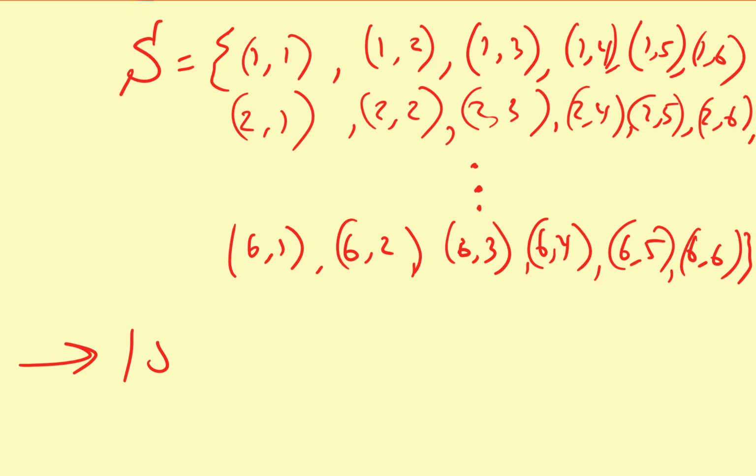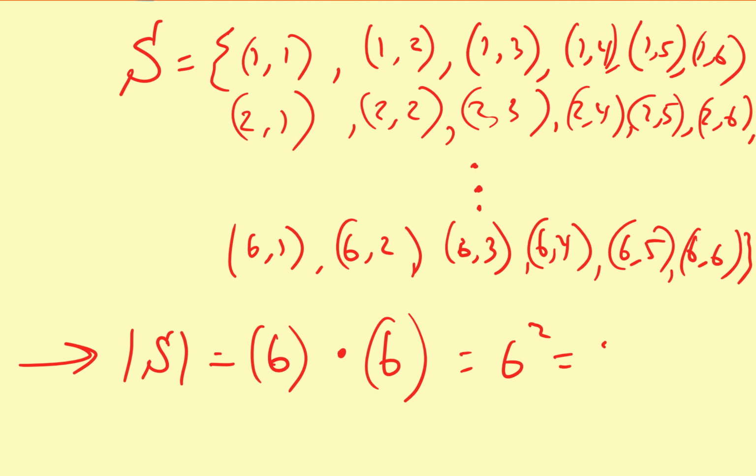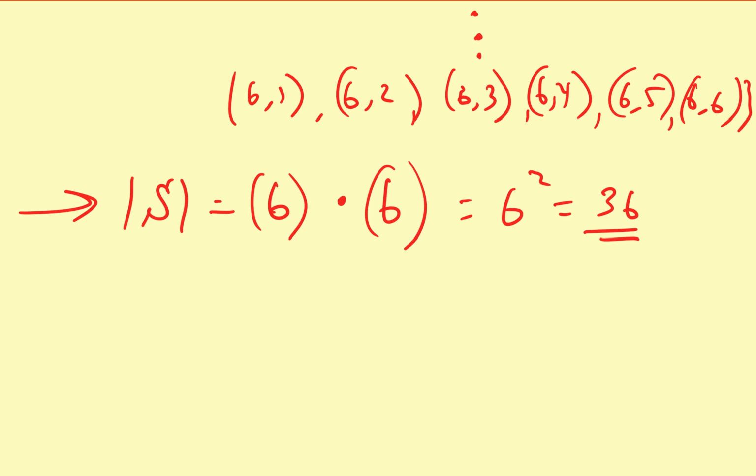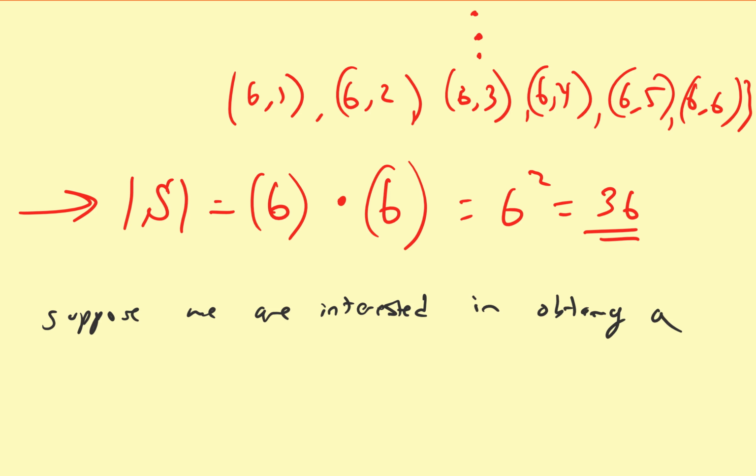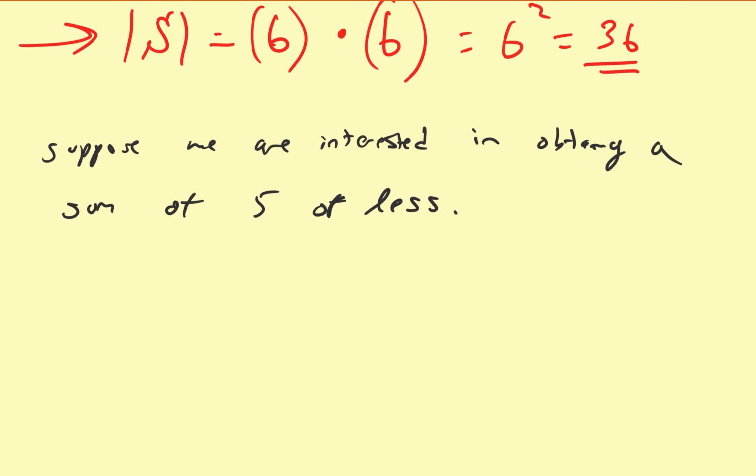So how big is the sample space? We have 6 possible outcomes on the first and 6 possible outcomes on the second, and these dice are independent. So that's going to be 6 squared, which is going to be 36. And suppose we are interested in obtaining a sum of 5 or less. So a sum of 5 or less.